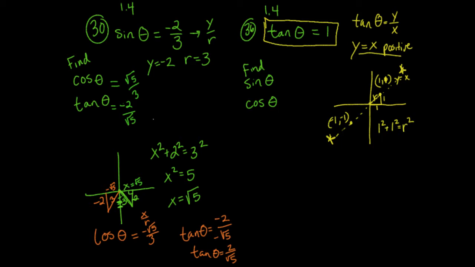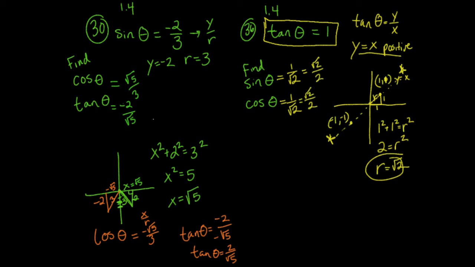So that's 1 plus 1, that's 2. So that tells me that r is equal to the square root of 2. It's always positive, okay? So my two cases, for positive, we have sine theta is positive 1 over, because that's the y over r, which is square root of 2. Cosine theta is also positive 1 over the square root of 2. If you rationalize the denominator, that would be root 2 over 2. And this is also root 2 over 2, which you might see.